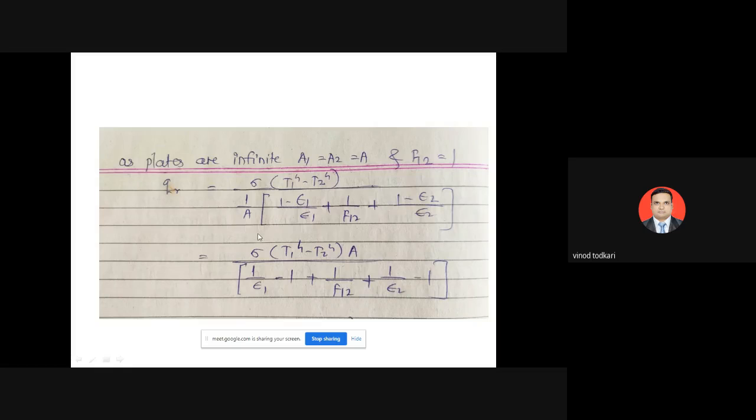So it is 1 upon A. So this A will go into the numerator. Then I will substitute the value of F12. The value of F12 is 1. And if I substitute F12 equal to 1, this minus 1 plus 1 will get cancelled. And finally, I will get in the denominator 1 upon epsilon 1 plus 1 upon epsilon 2 minus 1. So what equation will I get for the radiant flux? I will get the equation QR upon A is equal to sigma into (T1 raised to 4 minus T2 raised to 4) divided by (1 upon epsilon 1 plus 1 upon epsilon 2 minus 1).